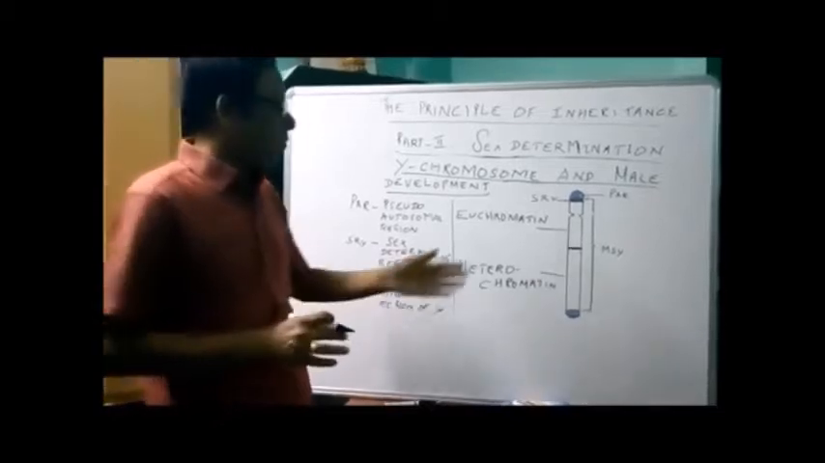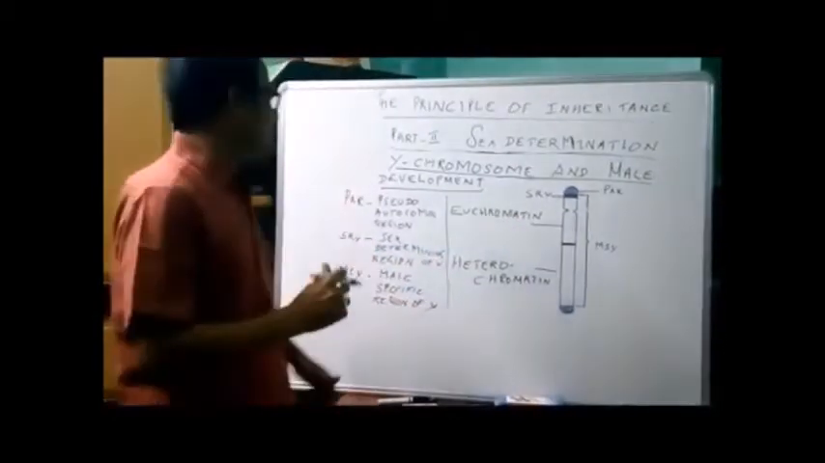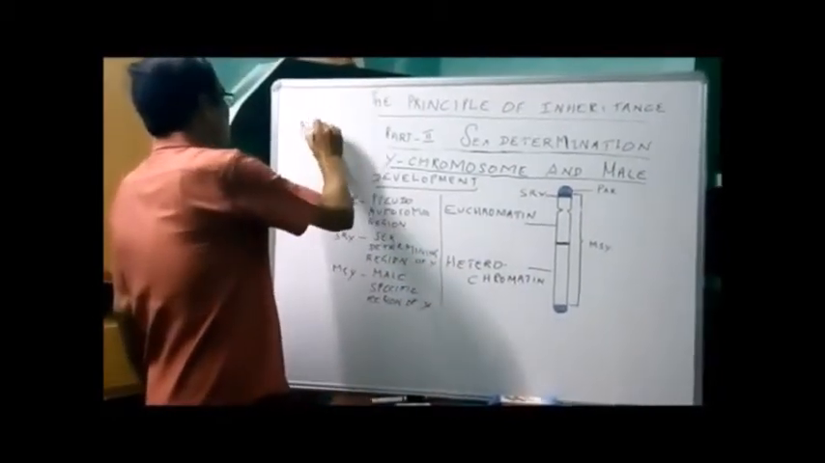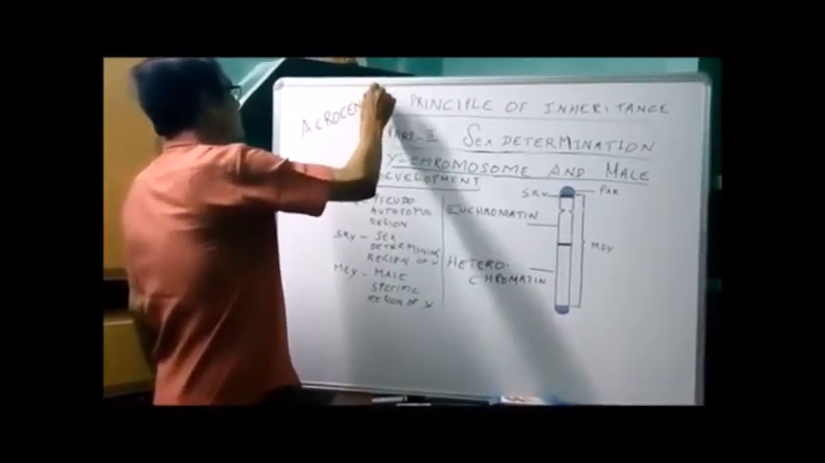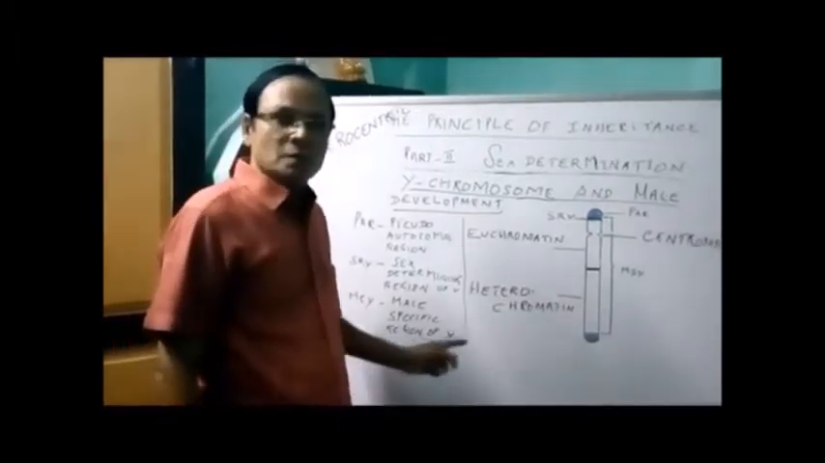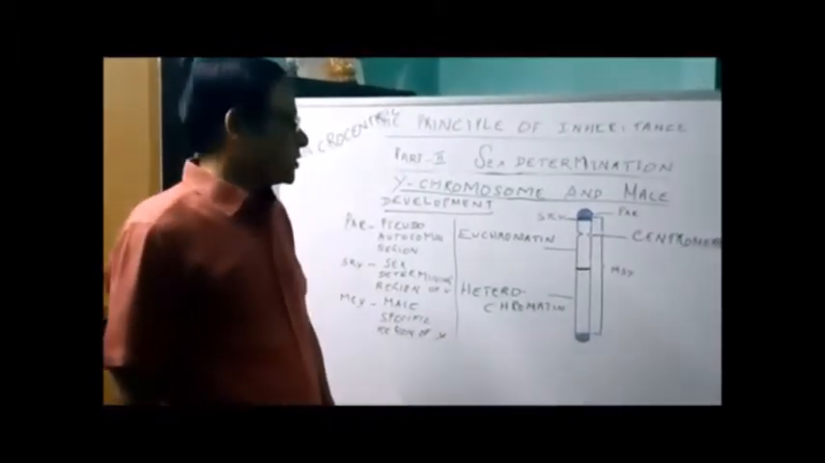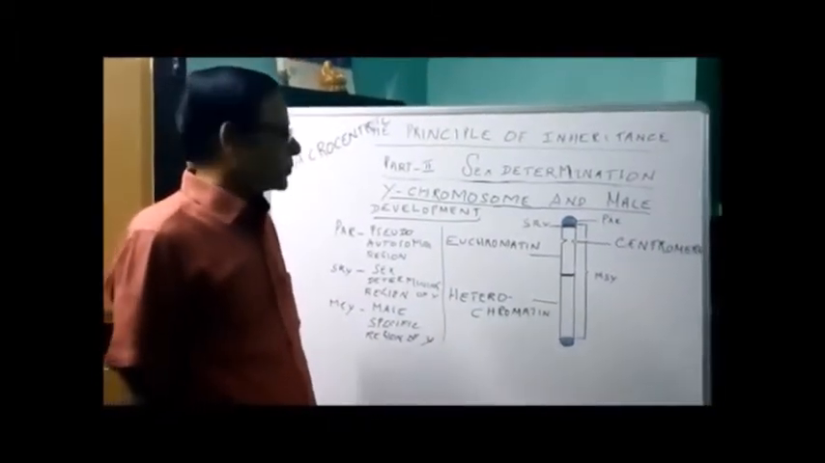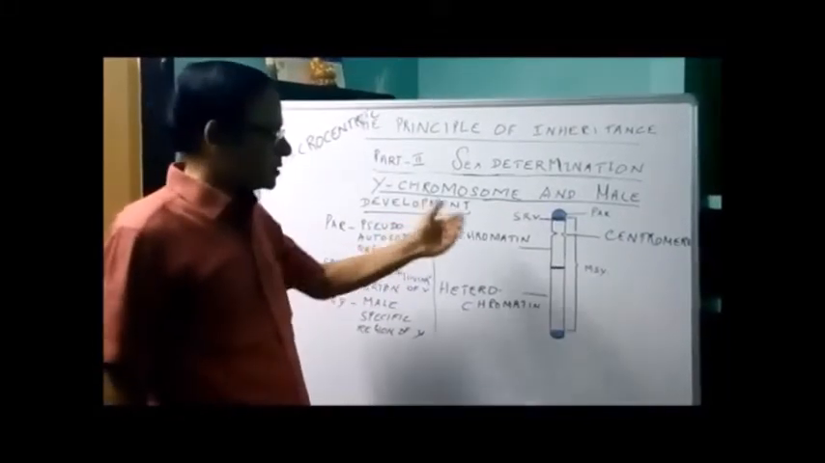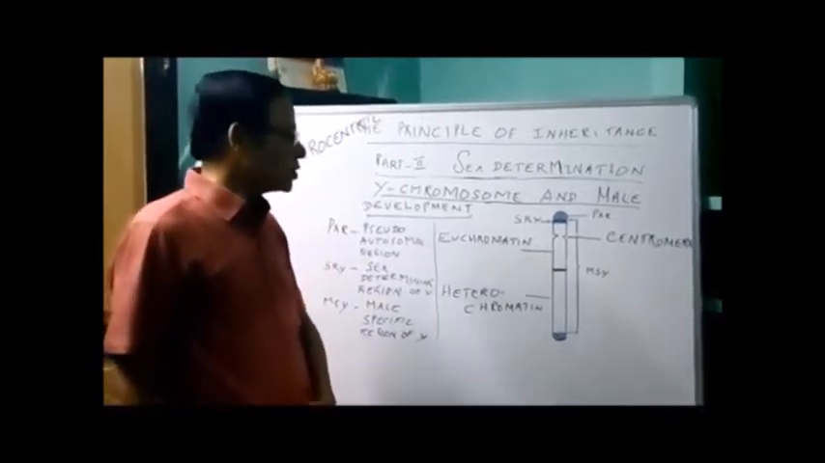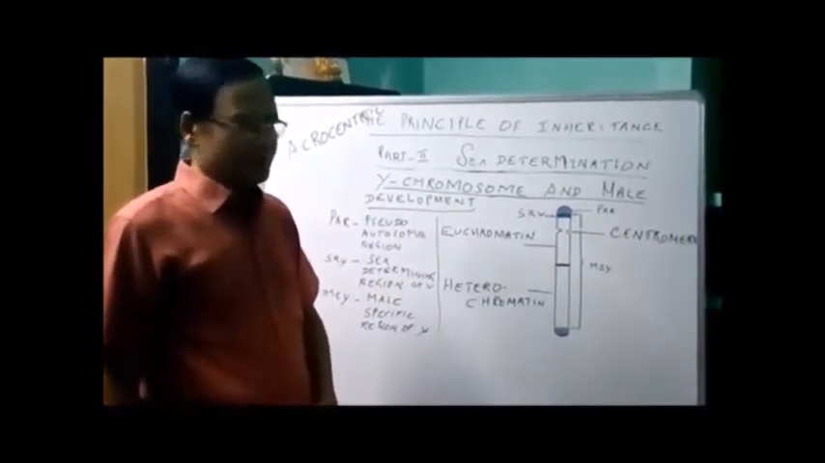Now, the Y chromosome is normally acrocentric. That means the centromere is present towards one end of the chromosome. As a result, we have one short arm and one long arm.